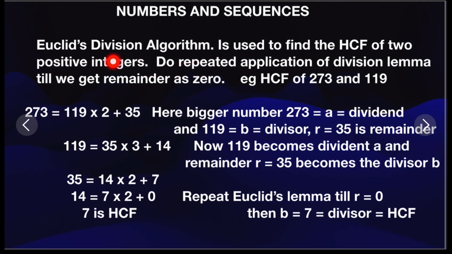Next is Euclid's division algorithm. This is used to find the HCF of two numbers, like example 273 and 119. Here we are going to use the lemma. We are going to write this. I take this as a and this as b. So a is the dividend, 273, b is the divisor, 119. Find out the q and r. Since r is not equal to 0, again this divisor will become the dividend, remainder will become the divisor. Again find the q and r. So you continue this till the remainder is 0 and the divisor becomes the HCF. We will do many sums on this, it will become very clear then.